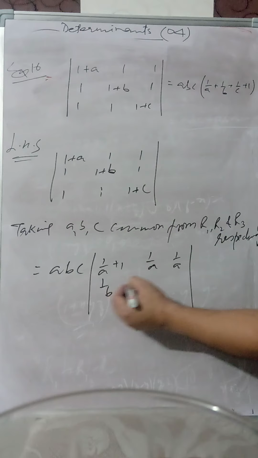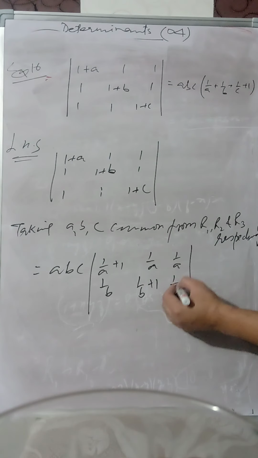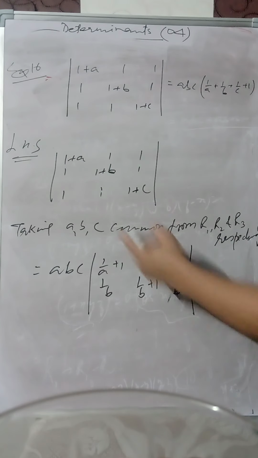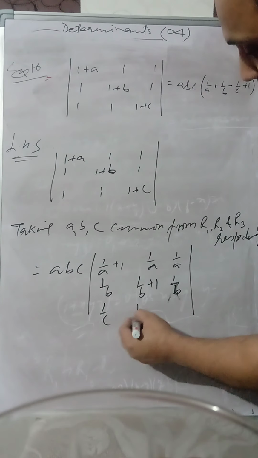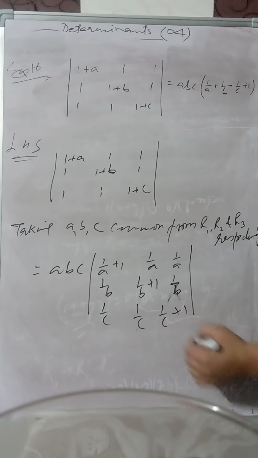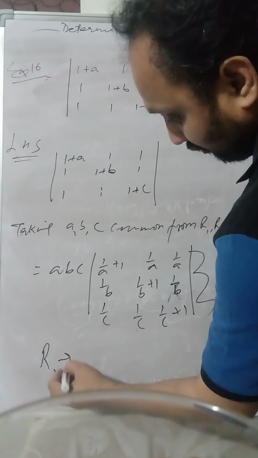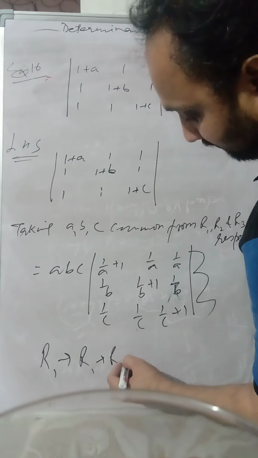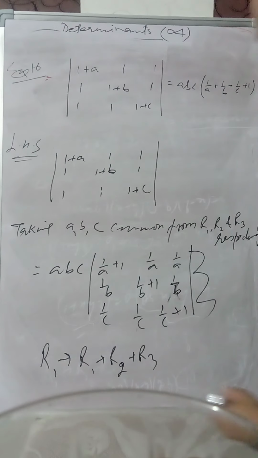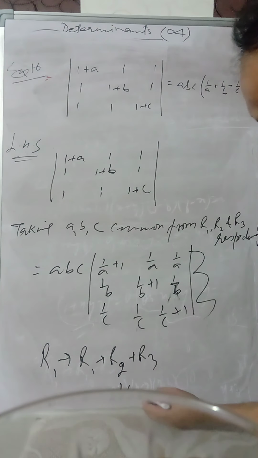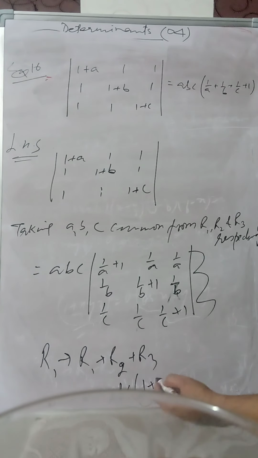It will be 1 by b, it will be 1 by b plus 1, it will be 1 by b. Sorry. It will be 1 by c, it will be 1 by c, it will be 1 by c plus 1. And now you can make it out. So you operate R1 by R1 plus R2 plus R3. From that, what you will get is A, B, C is already there. You will get 1 plus 1 by A plus 1 by B plus 1 by C also out.